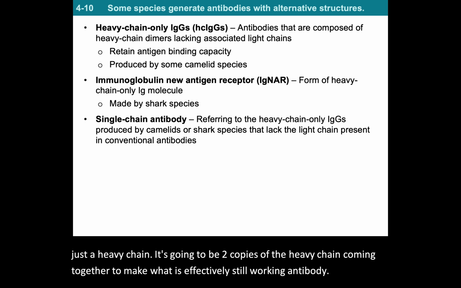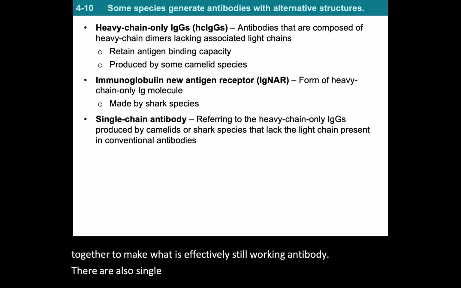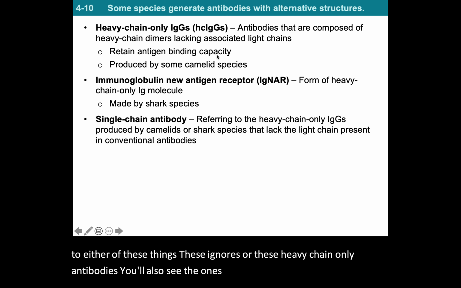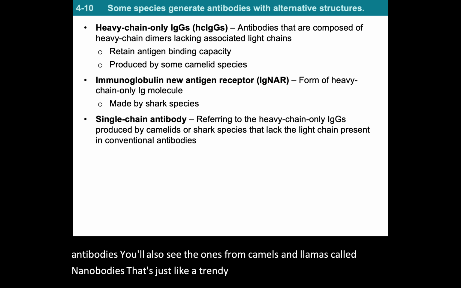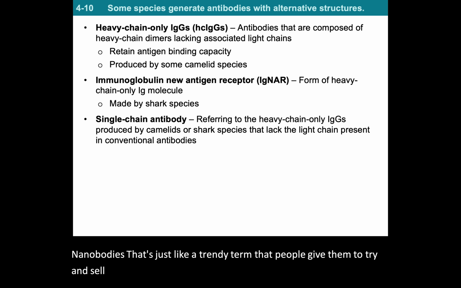There are also single chain antibodies, which is a term that we can refer to either of these things, these IGNARs or these heavy chain only antibodies. You'll also see the ones from camels and llamas called nanobodies. That's just like a trendy term that people give them to try and sell them. So if you run into something like that, nanobodies are just another version of a single chain antibody, just meaning that it's only heavy chain that you have to make. These are useful in biotech, like I said, because you can just make one chain and boom, it is ready to go right out of the box.